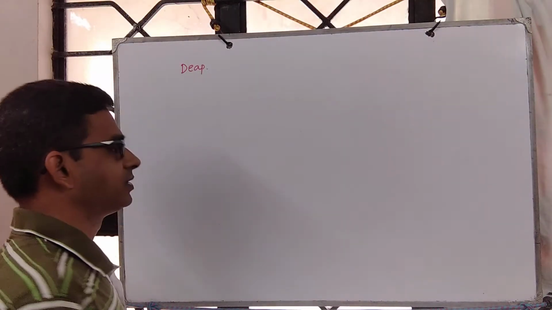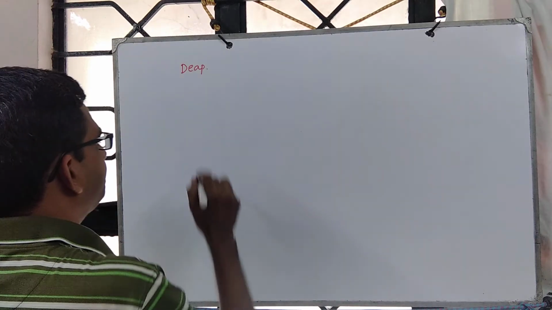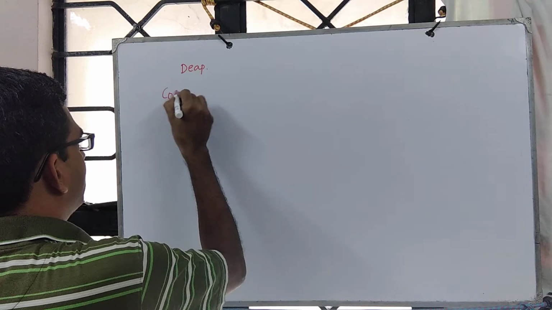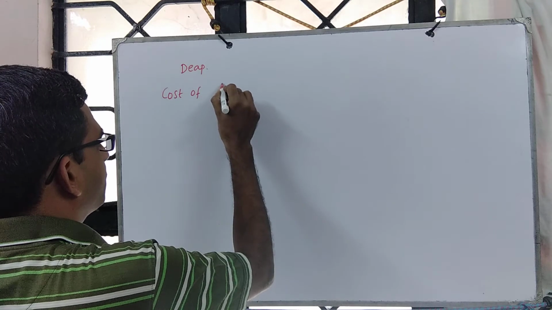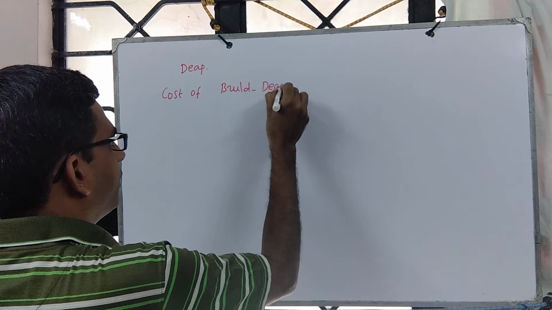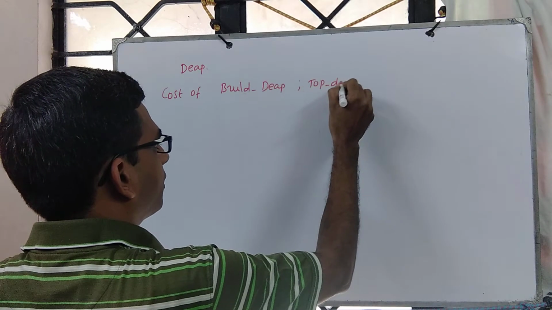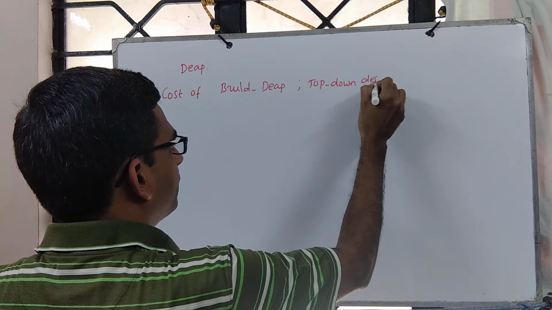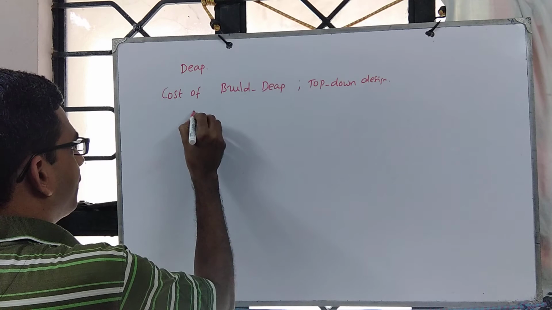We shall now analyze the cost of build deap. So what is the cost of build min heap, min max heap and so on? What is the cost of build deap following the top down design? So what we do as part of the construction is the following.